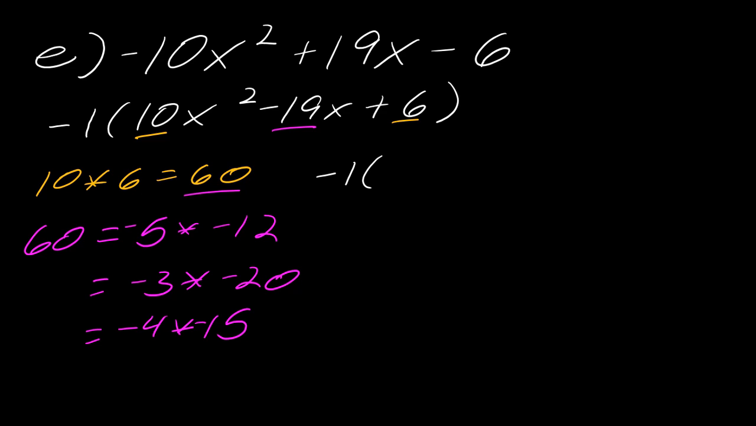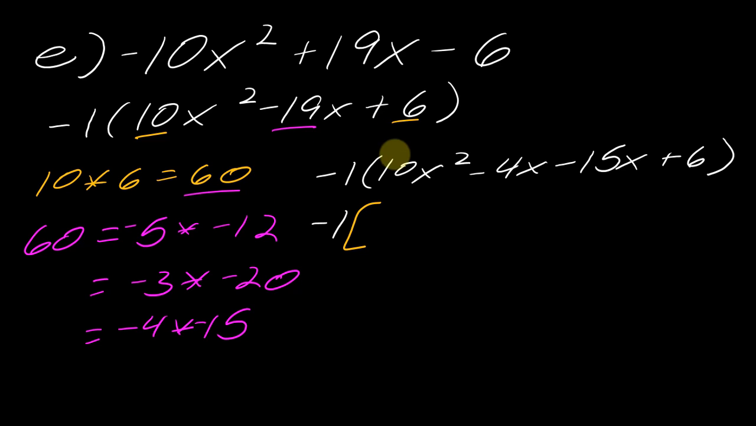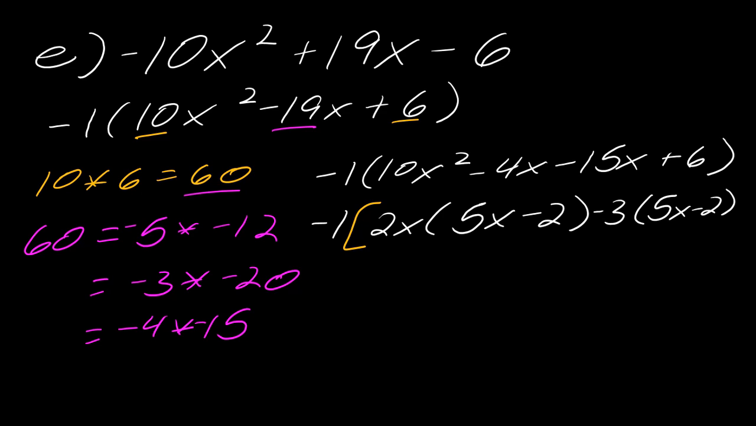So -4 and -15. Okay, so let's go ahead and break this up. I've still got this -1 here. Now this will be 10x squared minus 4x minus 15x plus 6. So I'm just going to carry this -1 through, and I'm going to set up an extra set of parentheses while I do the grouping here. So what can I factor out of these two terms? I can factor out 2x, and that'll leave me with 5x minus 2. And then out of the second two terms, it looks like I can factor out a -3, and that'll leave me with 5x minus 2. Just be careful with that minus sign. And so now I can finish my grouping here. So this will be -1 times 2x minus 3, and then 5x minus 2.